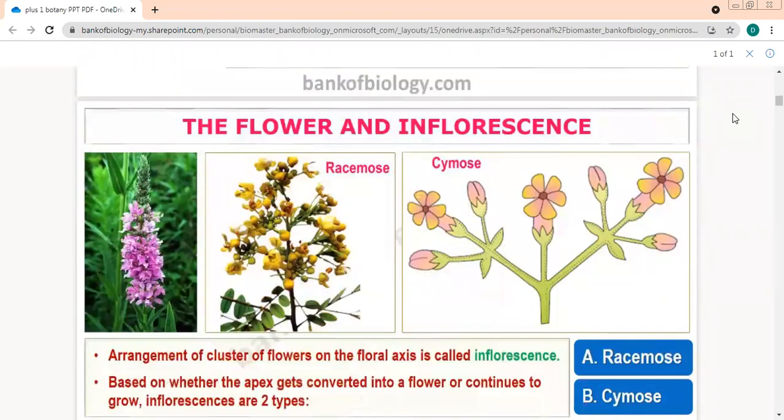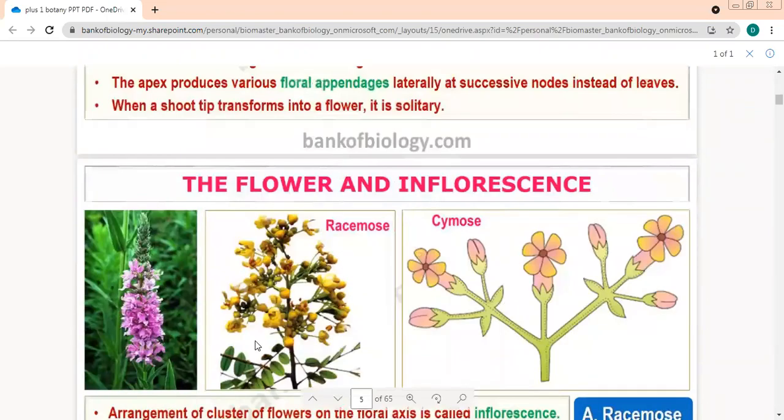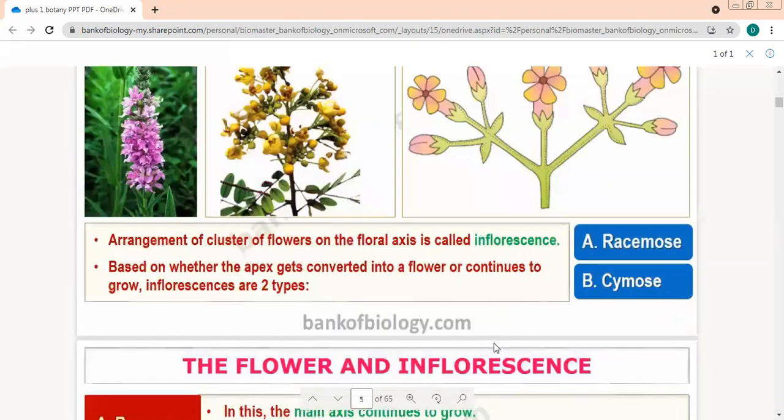What is this inflorescence? This one? Racemose or cymose? Racemose. Okay, the growth has terminated now. This is the oldest flower. This is which one? Cymose.